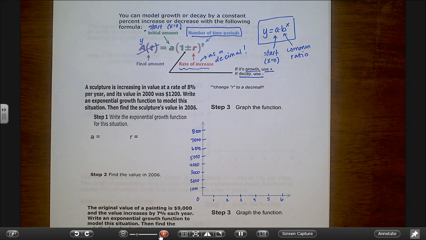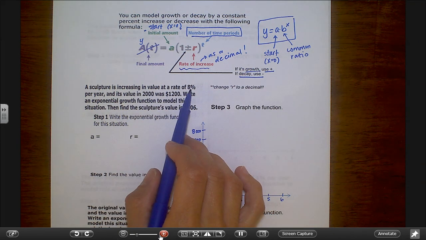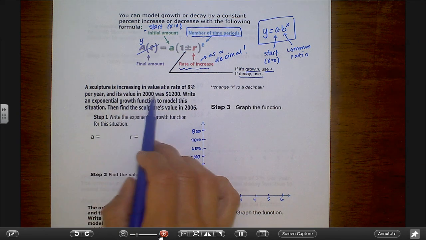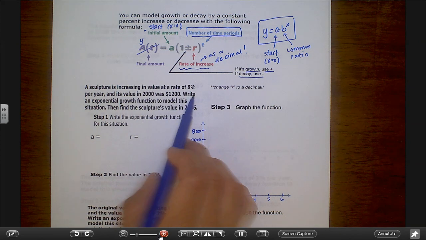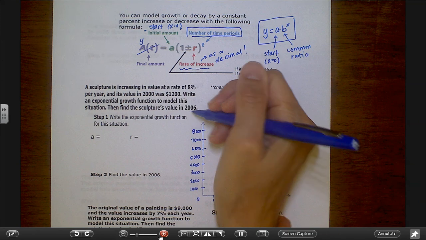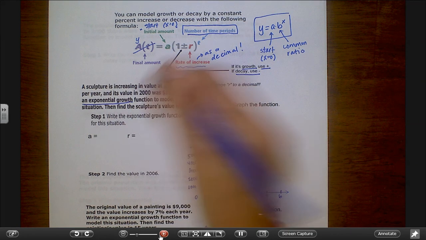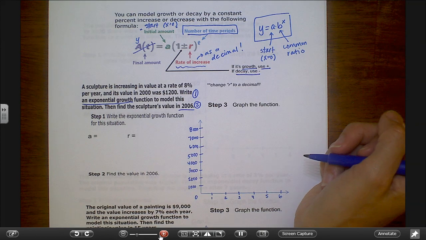So all of this, exponential growth and decay, we talk a lot with values. So this one right here: a sculpture is increasing in value at a rate of 8% each year, and its value in 2000 was $1,200. Write an exponential growth function to model this situation, then find the sculpture's value in 2006. So first we write our function, then we find the value in 2006.